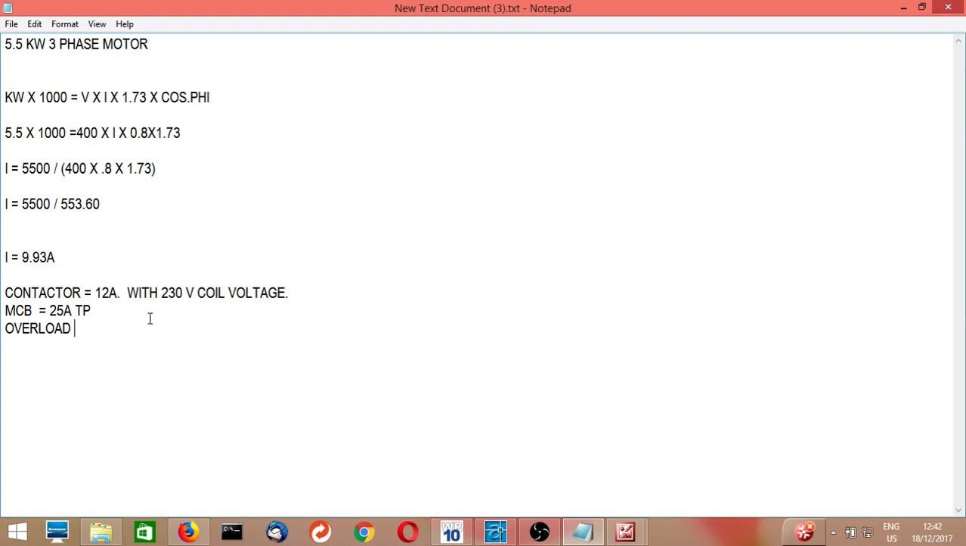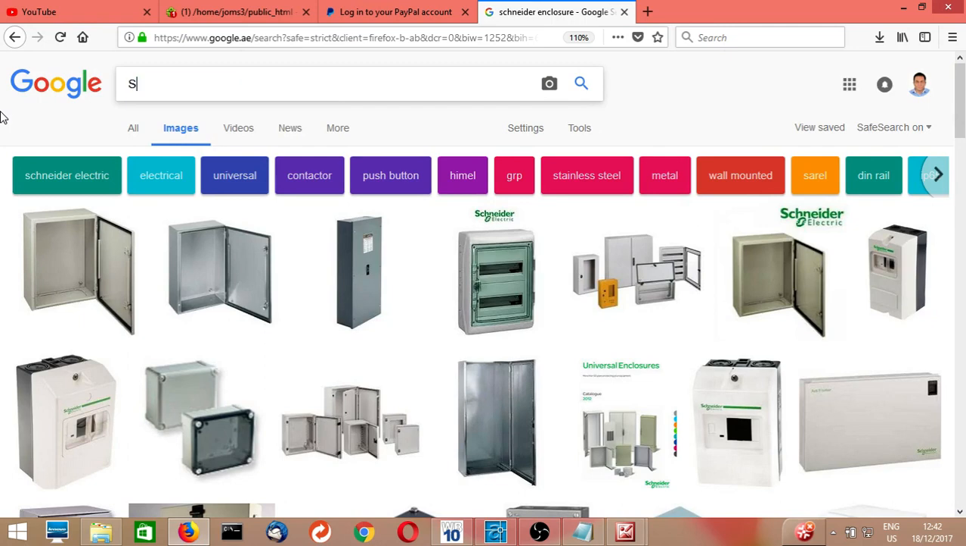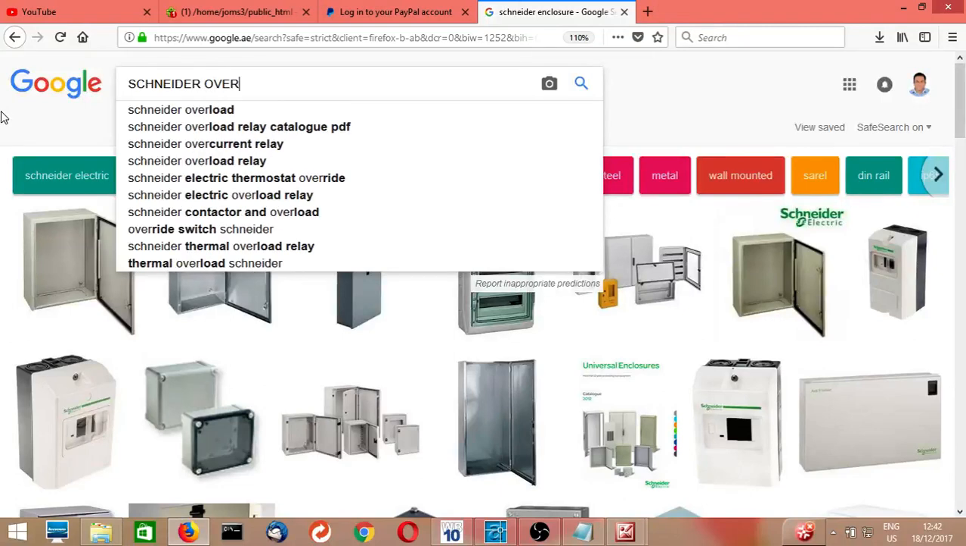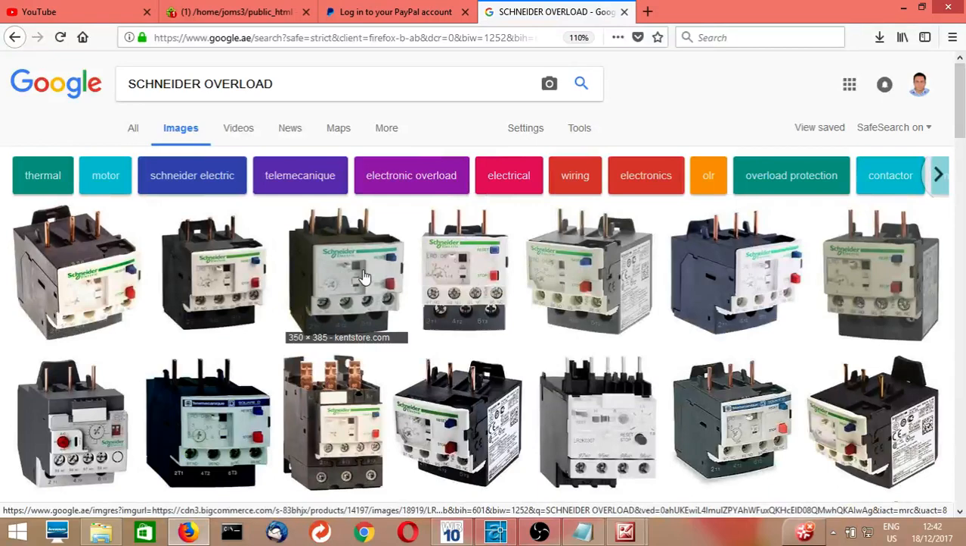thermal overload. I didn't have the picture of the overload. I will search in Google and I will show you. Yes, any side overload. This is the overload.